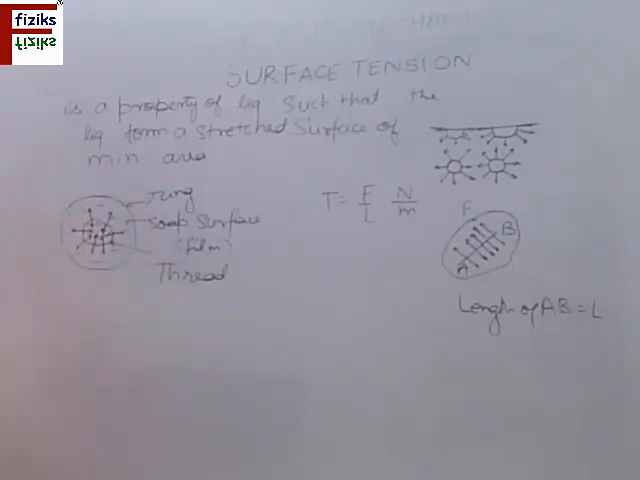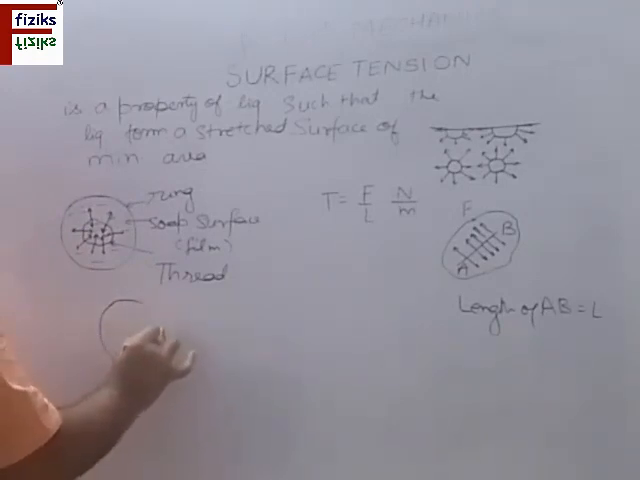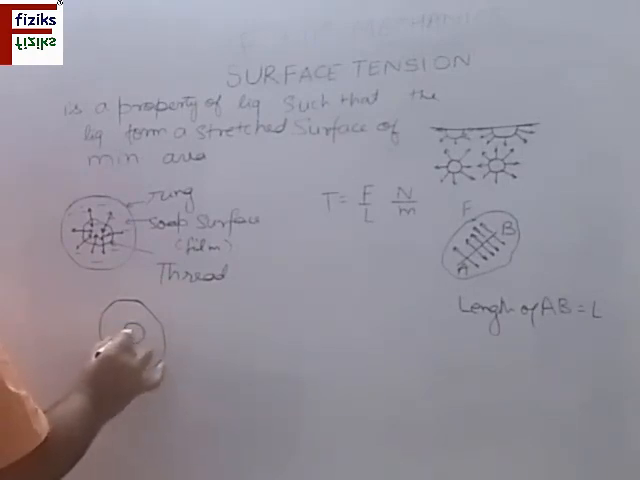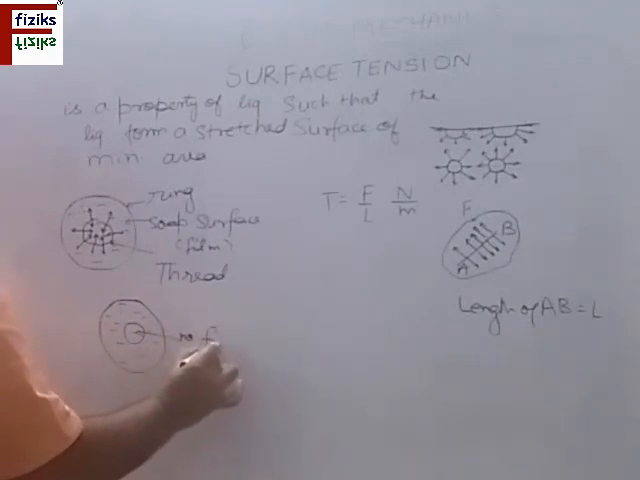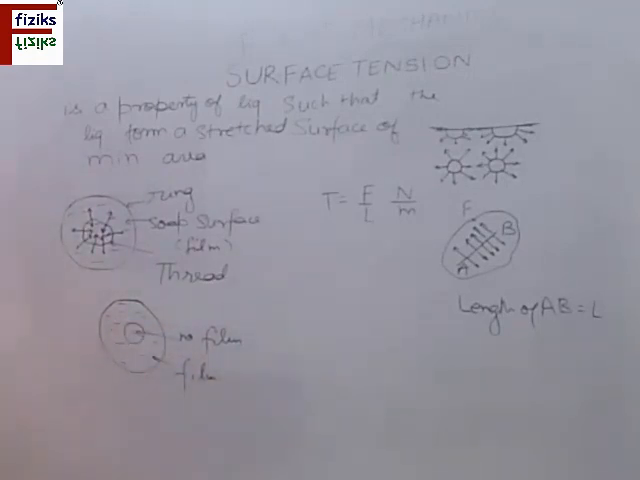If you puncture the inside film, then all these inside forces will become 0 and the thread will assume a circular shape, like a small circle. So the film here will be maintained. Here there is no film, and here we have the film. This will assume a circular shape. The reason is that the outside surface tries to stretch and have a minimum surface area. So this will be the new shape.